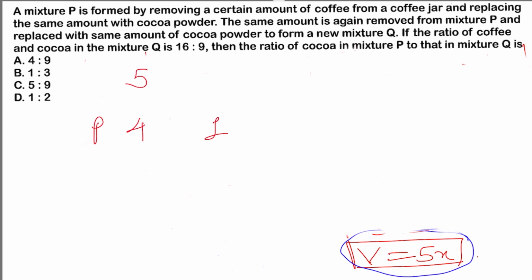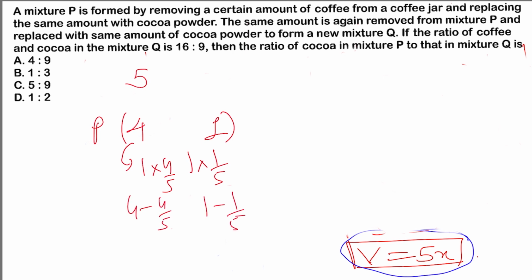So next time again we are removing 1 gram from the mixture, but this 1 gram of the mixture now contains both coffee and cocoa. So the amount of coffee removed will be 1 into 4 by 5 and the amount of cocoa removed will be 1 into 1 by 5. So coffee remaining is 4 minus 4 by 5 and cocoa remaining is 1 minus 1 by 5.